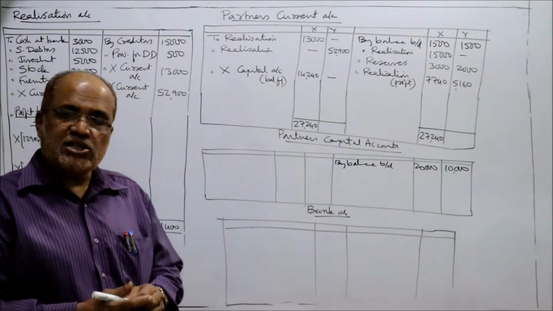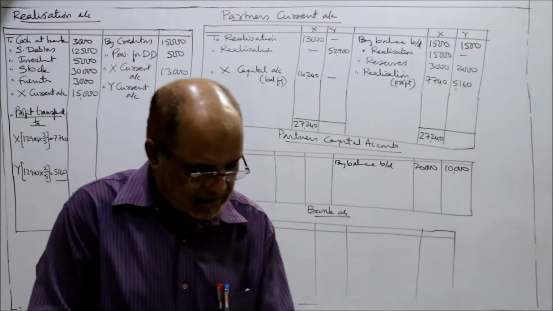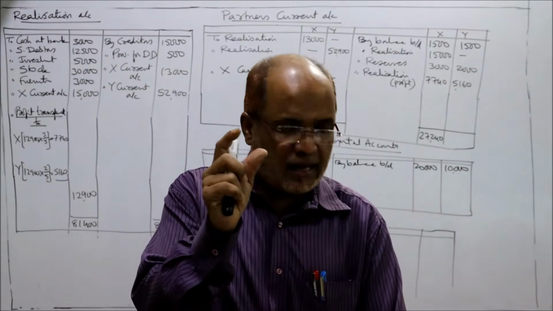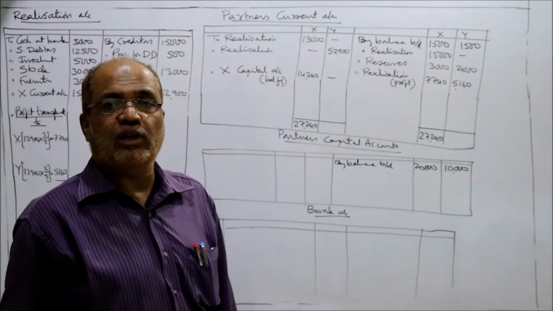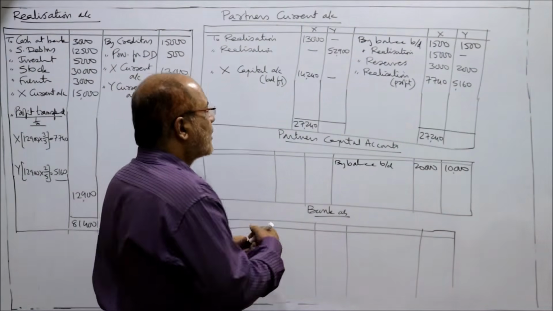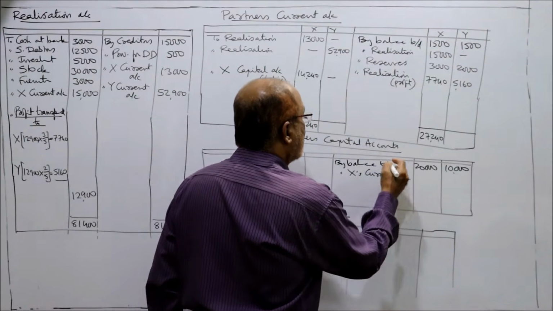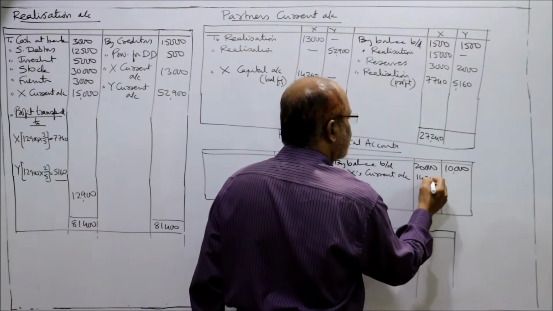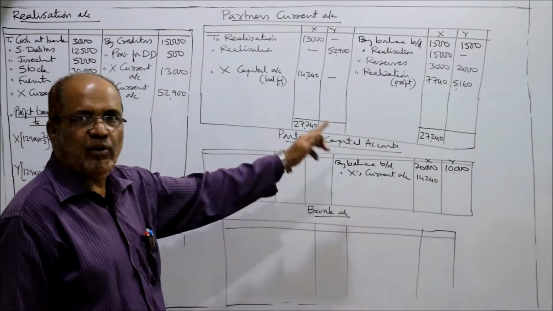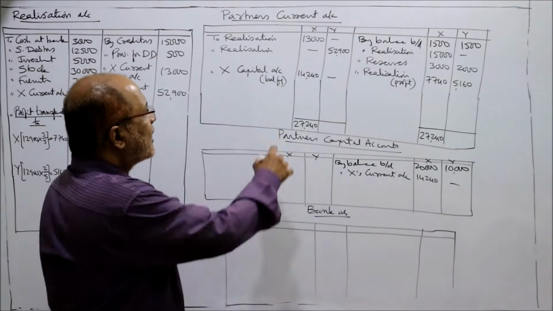Balancing figure. Just now we have passed one entry, X current account debit to X capital account. Check the second last entry, I think entry number 8th. X current account debit to X capital account 14,240 we have passed. This is the entry. We debit X current account and credit the capital account by X current account. How much is coming? 14,240. This is the amount coming from X current account. Now this current account is closed. X current account is closed.